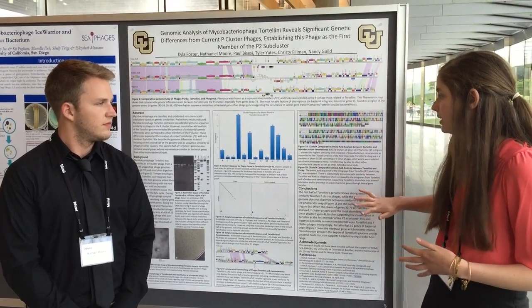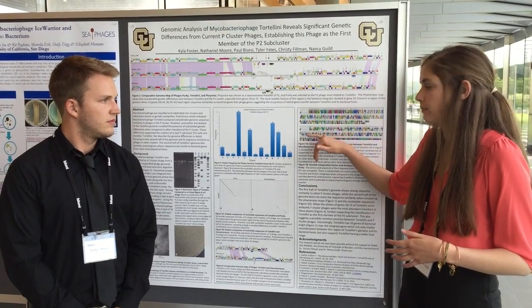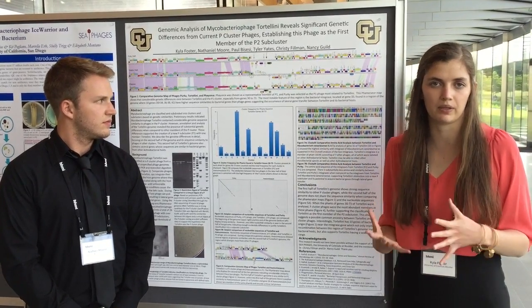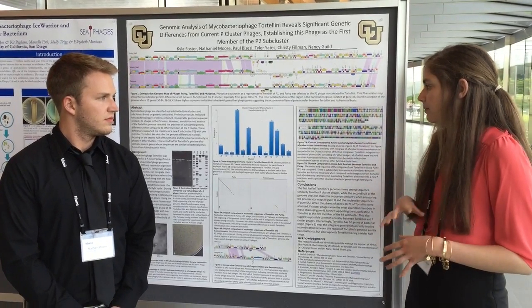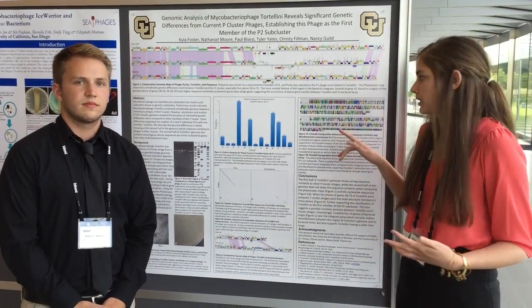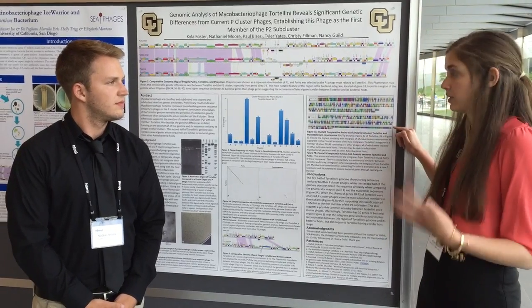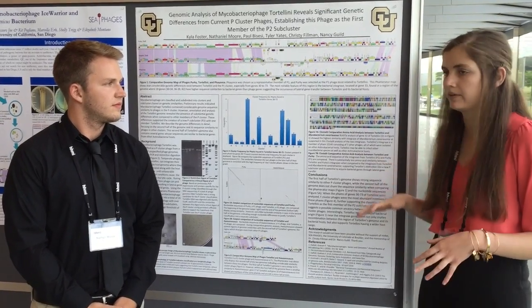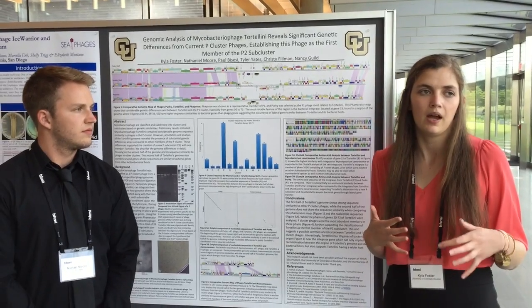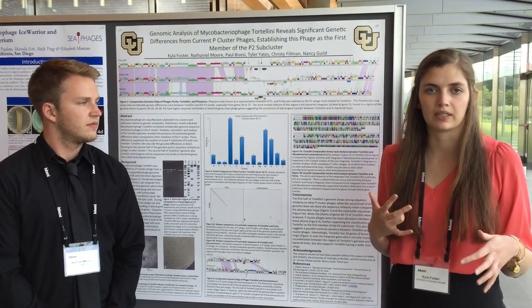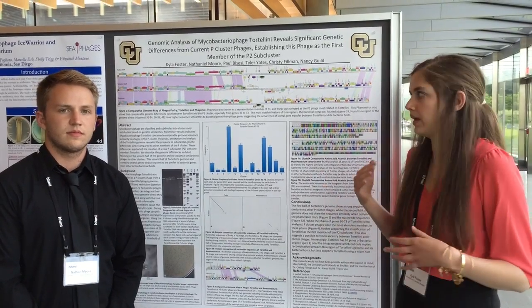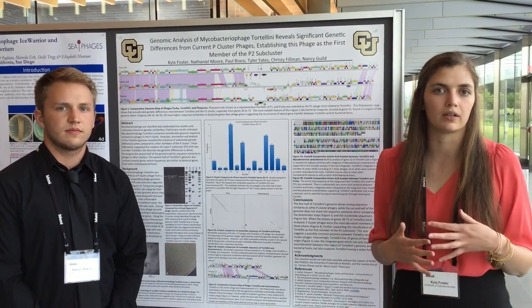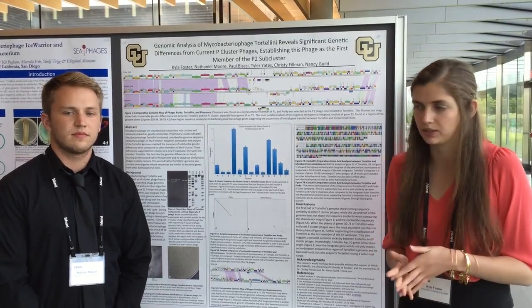Now, if we compare this to tortellini and Perky, who's kind of been our model P1 phage, you'll notice that there's strikingly little similarity between them at all, and even the lengths of the two gene products are very different. And this kind of helped us figure out some of those characteristics that help differentiate tortellini from that P1 cluster, and justified why we could classify it in a new P2 subcluster.